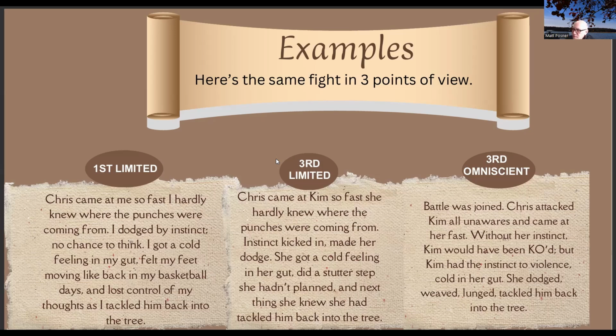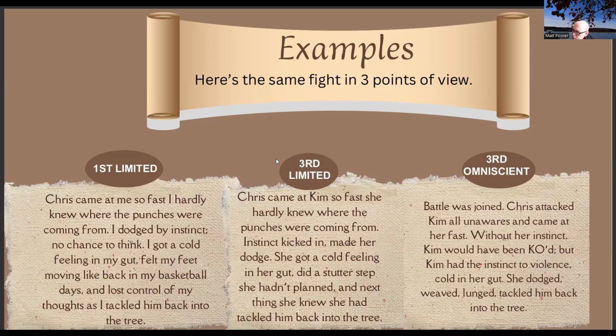Third person limited. Now we are still with Kim, but Kim is being described with her name and pronouns. "Chris came at Kim so fast she hardly knew where the punches were coming from." It's the same point of view because we're still limited. So it's the identical perception to first limited. "Instinct kicked in, made her dodge. She got a cold feeling in her gut, did a stutter step she hadn't planned." Now I'm able to step out a little bit and show what her move is because I'm in third person. "Next thing she knew, she had tackled him back into the tree." It's really not that different. I tweaked it slightly for differences. I was able to give a little more description, but still not too much.